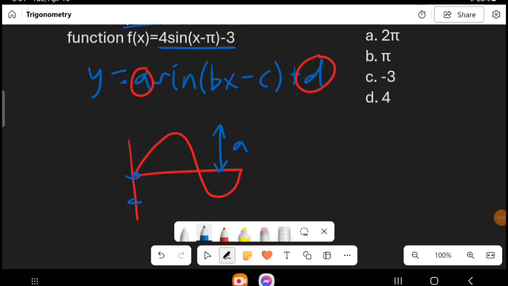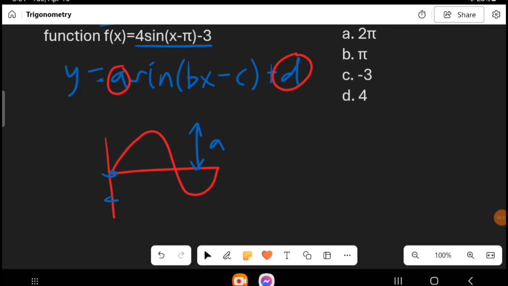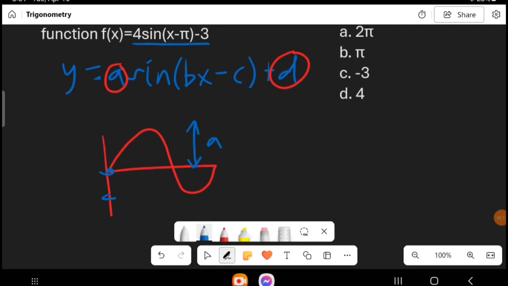Now for our phase shift, the phase shift is our horizontal shift. So simply set the inside equal to 0, meaning bx minus c is equal to 0. Then solve for x, and you will get x equals c over b. That's our horizontal shift.